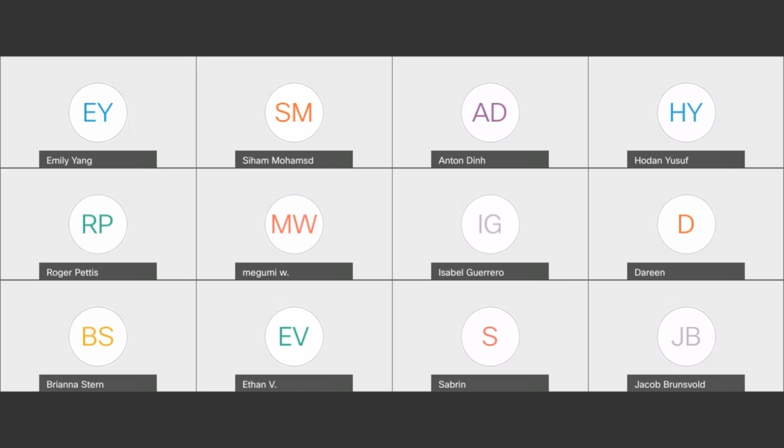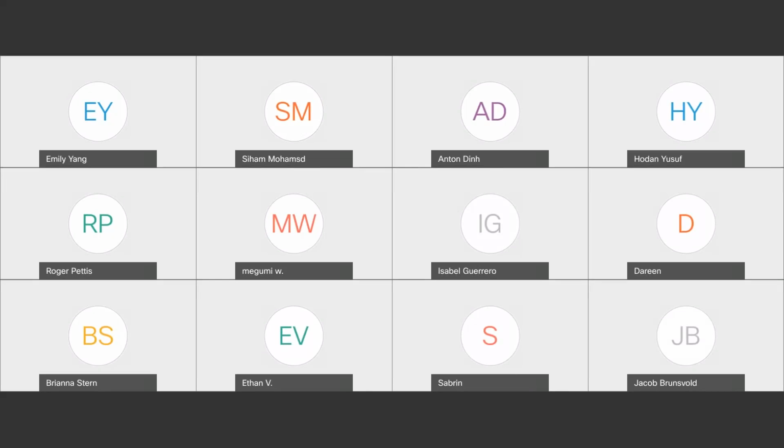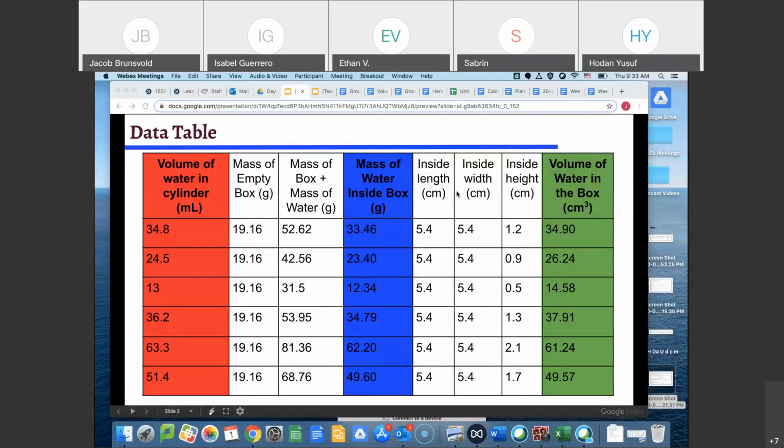So we're recording now. Okay. And so this is roughly what your data table should look like. The mass of the empty box stays the same the whole way through, right? Remember, we were filling up that box with water, and then we were finding the mass of the box with water. Well, this was the mass of the box without any water in it, so that's not going to change. Similarly, the inside length and width of the box, that's not going to change. Right, the only thing that's changing is the inside height, the water level inside the box.